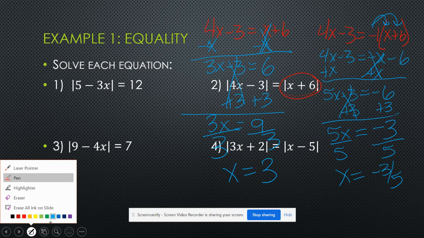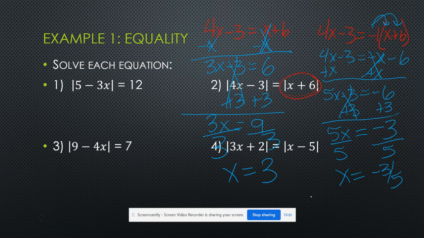So now that we've done our solving, we can say that our solution set for number 2 is negative 3/5 and 3. And again, we're using braces because this is an equal sign, not an inequality.